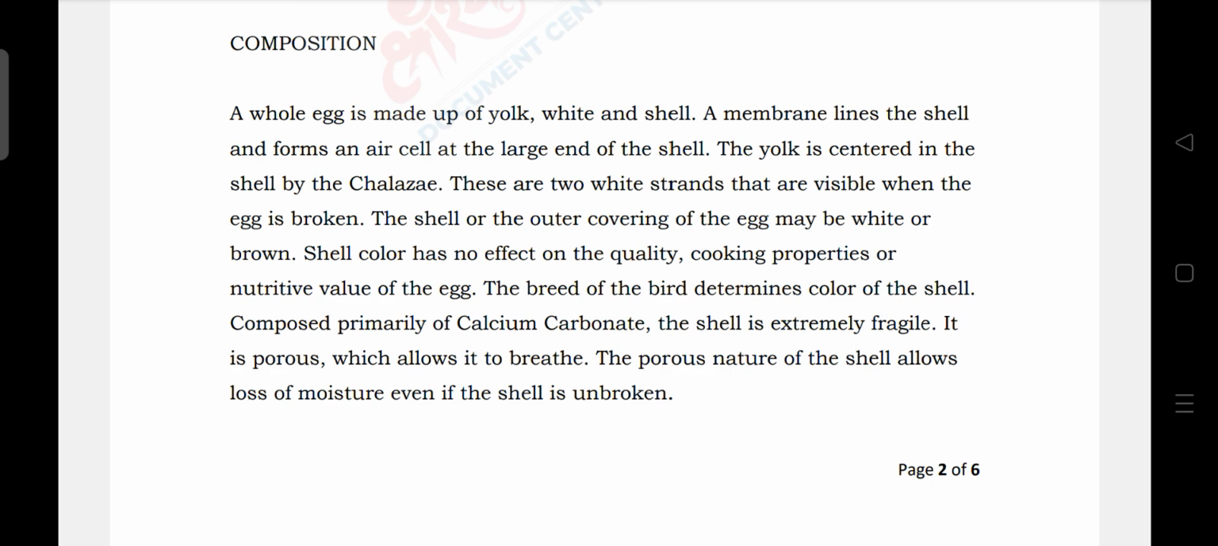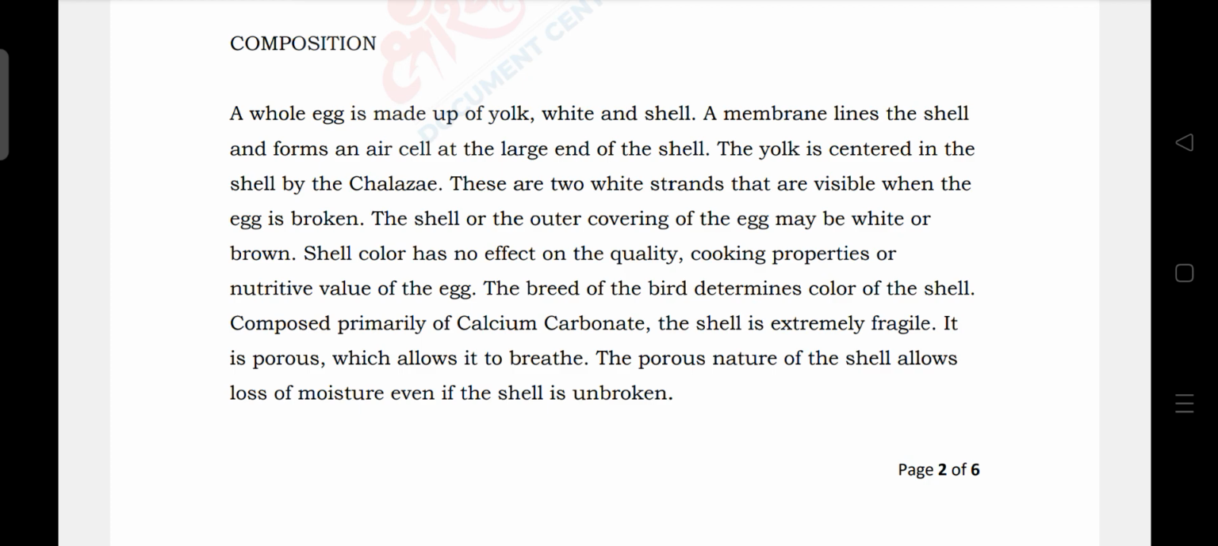Today we start the topic composition of egg. A whole egg is made up of yolk, white and shell. A membrane lines the shell and forms an air cell at the large end of the egg. The yolk is centered in the egg by the chalazae. These are two white strands that are visible when the egg is broken.